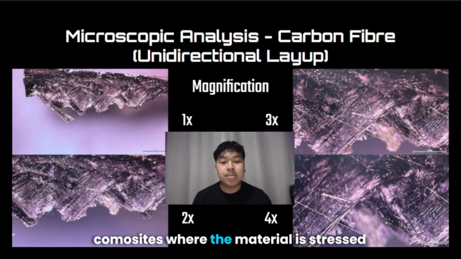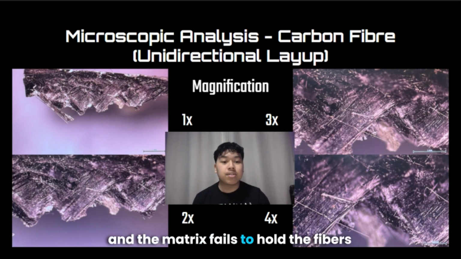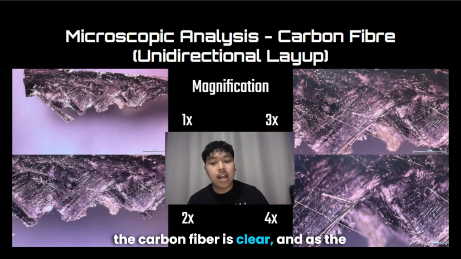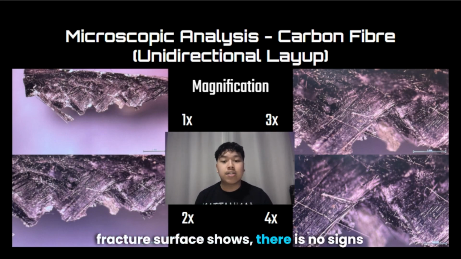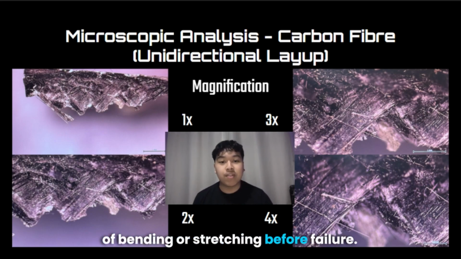This often happens in composites where the material is stressed and the matrix fails to hold the fibers together. The overall brittle nature of the carbon fiber is clear, and as the fracture surface shows, there are no signs of bending or stretching before failure.